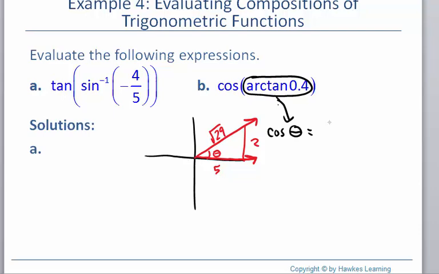Remember that cosine, by definition, is adjacent over hypotenuse. So the adjacent side is 5, and the hypotenuse is square root of 29. We'll rationalize that final answer, multiplying top and bottom by square root of 29, giving me 5 root 29 over 29.